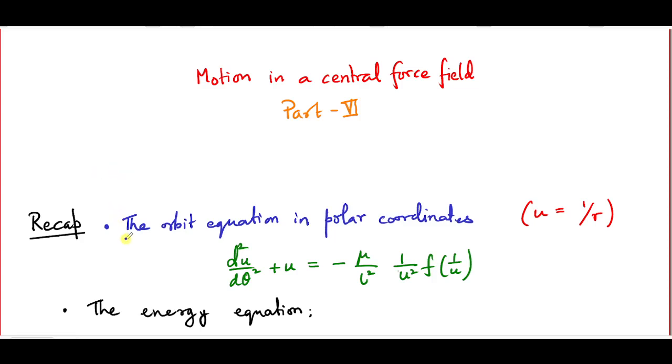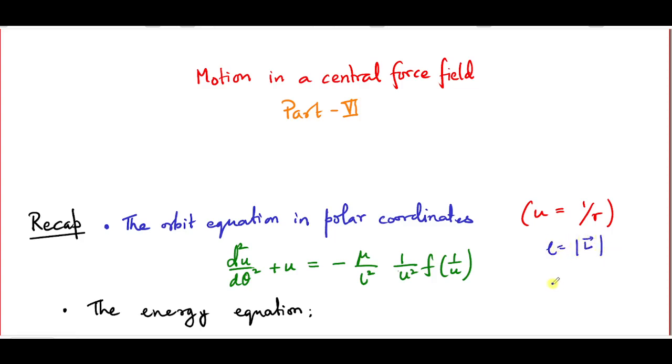First, the equation for the orbit expressed in polar coordinates, where we use the variable u, which is the reciprocal of the radial distance r, turns out to be d2u/dθ2 + u = -μ/L² × (1/u²) f(1/u). Here μ, of course, is the reduced mass and L the magnitude of the angular momentum.